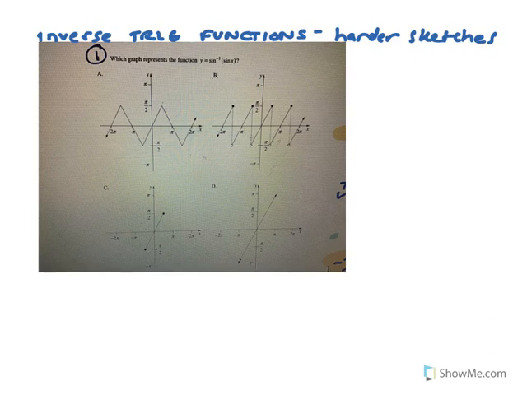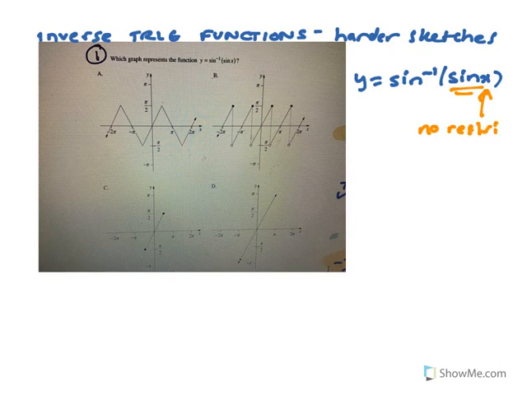Okay, just looking at some hard inverse trig sketches. So if we have y equals sine the minus 1 of sine x. Now the first thing you've got to look at is the restriction on the domain. So if you look at sine x, there is no restriction. So the domain is all real x.